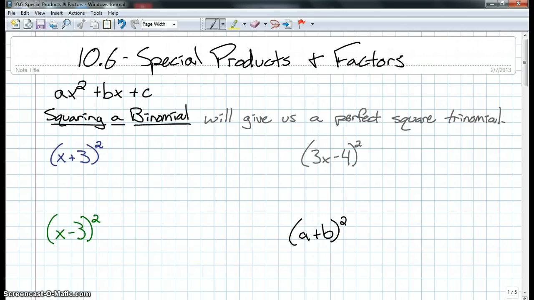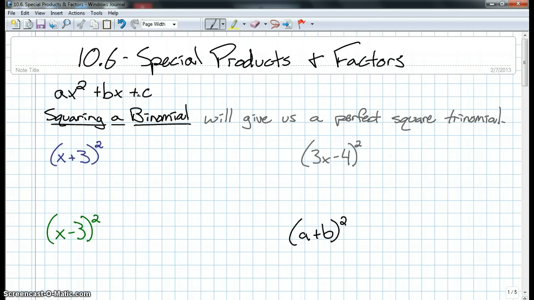Welcome to section 10.6, a little introduction to special products and factors. In this section, the nice thing is we're going to continue with what we've been doing with multiplying binomials, section 10.4, and then with factoring trinomials, which was section 10.5, but we're going to try to find some shortcuts or some kind of tricks to take with some of the special products and factors that we see.